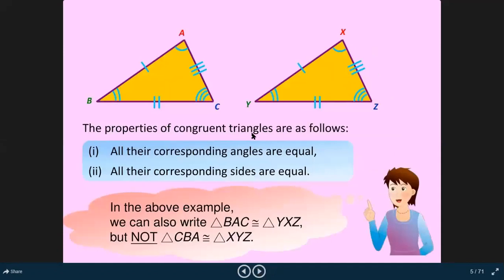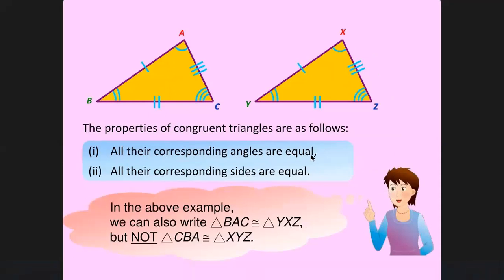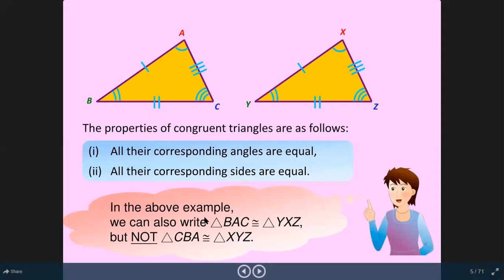So the properties of all congruent triangles are as follows: all their corresponding angles are equal and all their corresponding sides are equal. Then we can also write the triangle ABC congruent with the triangle XYZ, not CBA with XYZ. Why didn't we accept CBA with XYZ?